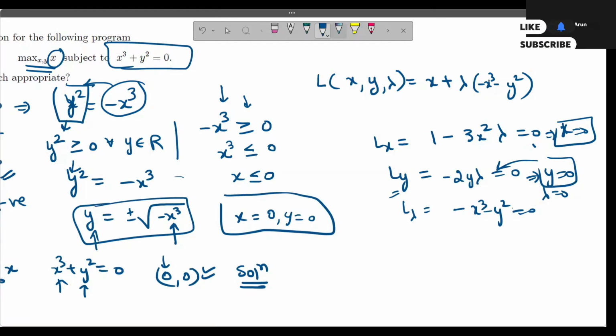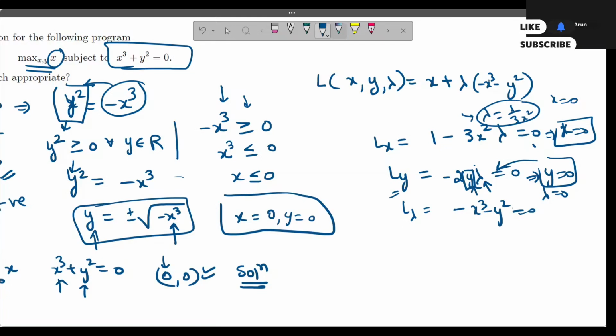Ma'am, fx is not 0, right? Over there, you can get, no? See, if your y is 0, of course you will say that lambda will be 1 by 3x square. But if y is 0 from here, lambda will also be 0 from here, right? So lambda is 0, so x is also 0. Yes or no?